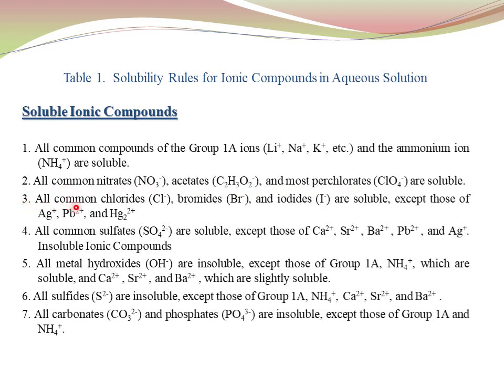Rule number 3: all common chlorides Cl-, iodides I-, and bromides Br- are soluble, with exceptions: except with Ag+, lead Pb2+, and mercury Hg2 2+. So chlorides, bromides, and iodides are soluble except with silver, lead, and mercury. So for example, AgCl is insoluble, lead iodide is insoluble, mercury chloride is insoluble.